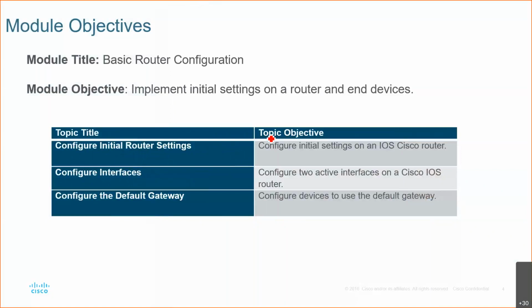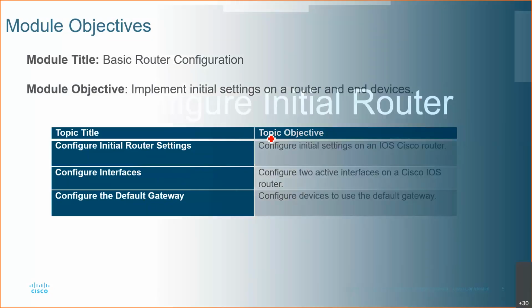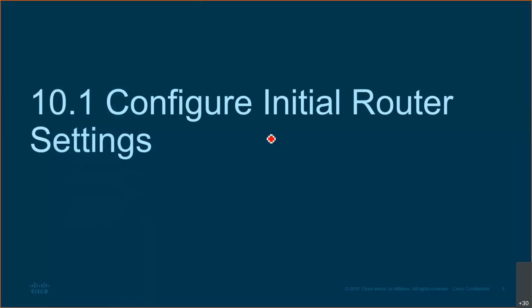We will configure our interfaces. What are the interfaces that we have on a router? We will look at one of the topologies inside your slides and we will play around with it. We will also configure the default gateway. What is the default gateway? We'll be studying that as well. So let's start with configuring initial router settings.